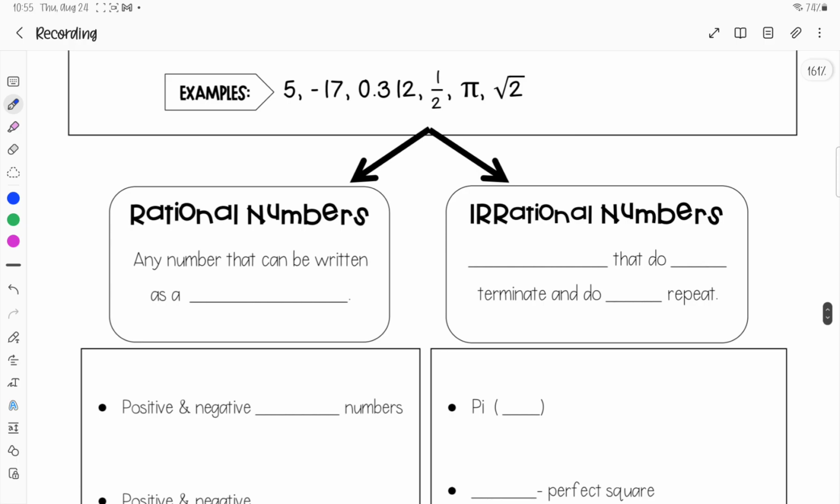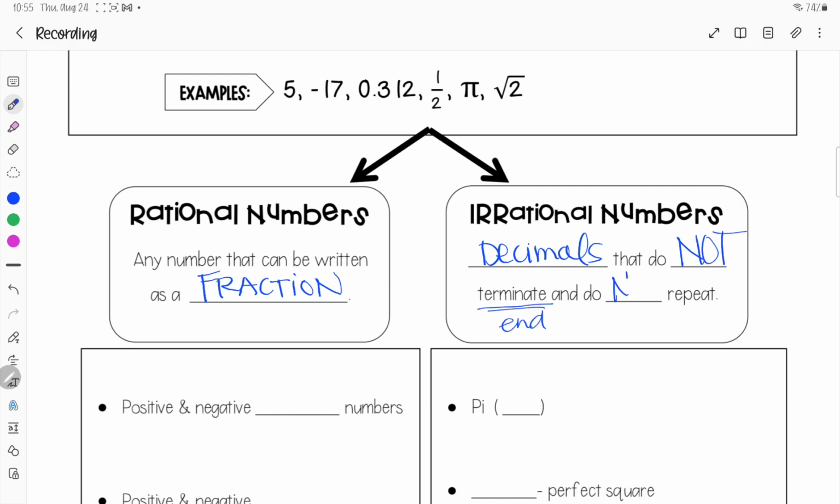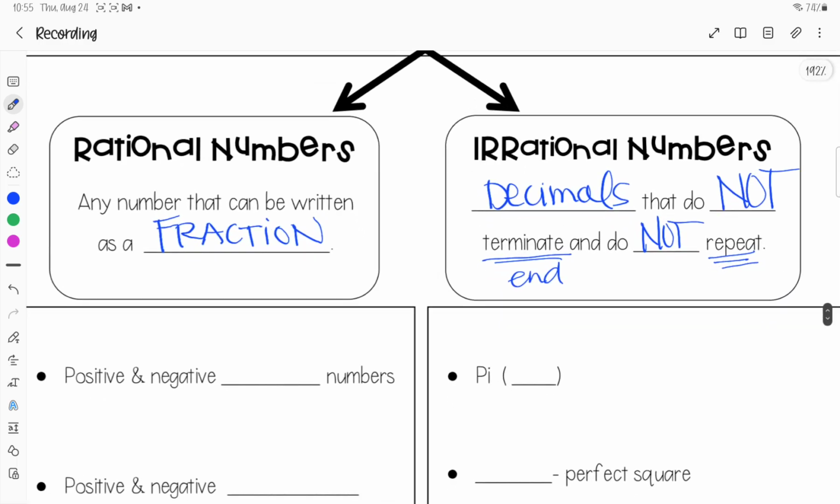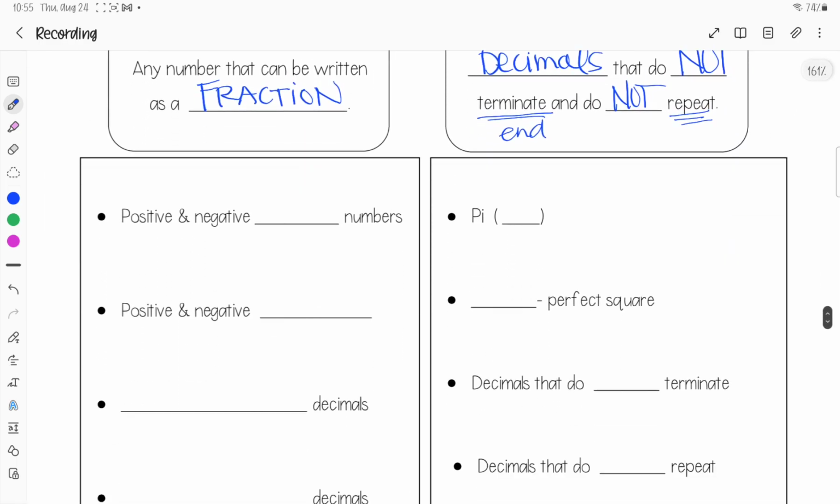A rational number is any number that can be written as a fraction. So if it's already written as a fraction, it is a rational number. An irrational number is a decimal number that does not terminate, so it does not end, and does not repeat. Okay? So that's what we are going to look at.